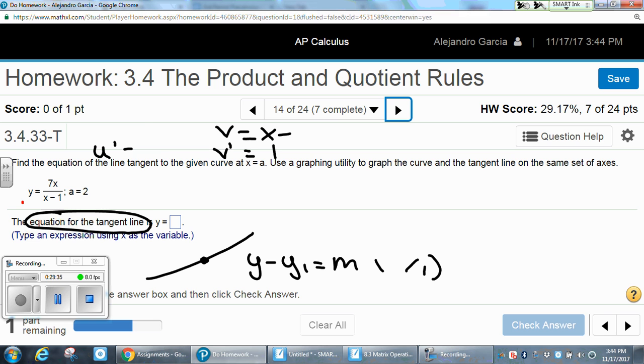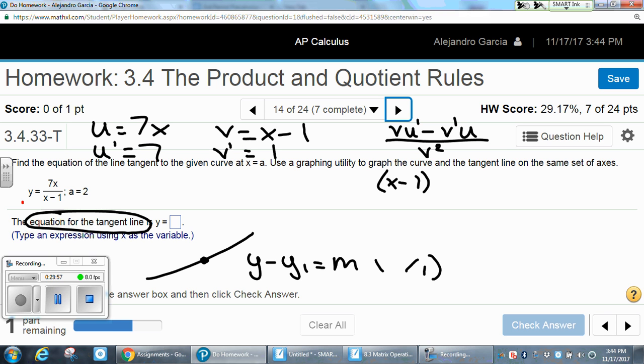Okay, fine. So 7x, and then x minus 1. Okay, so we use the quotient rule, which is v u prime minus v prime u over v squared. So it's going to be x minus 1 times 7 minus 1 times u, which is 7. And all of that over v squared, so it's x minus 1 squared.